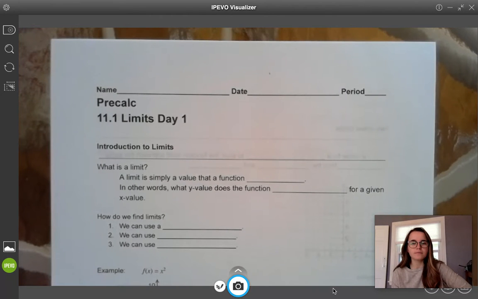So we'll just jump right in. So first, we want to define what a limit is.